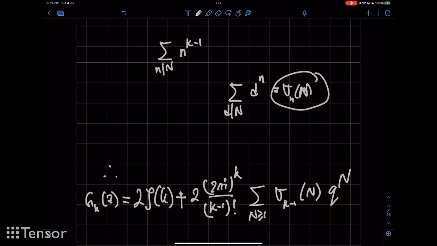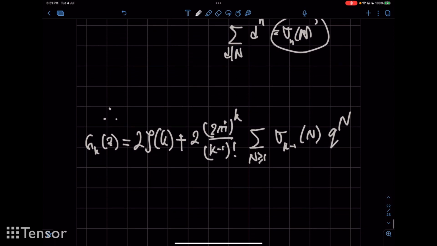Yeah, I think it's correct. So there we have it: the Q expansion of the unnormalized Eisenstein series. Okay, but what does this normalization mean?